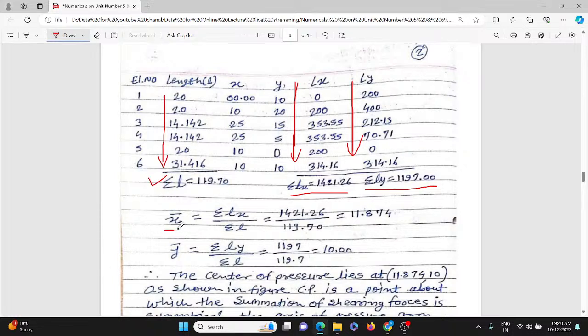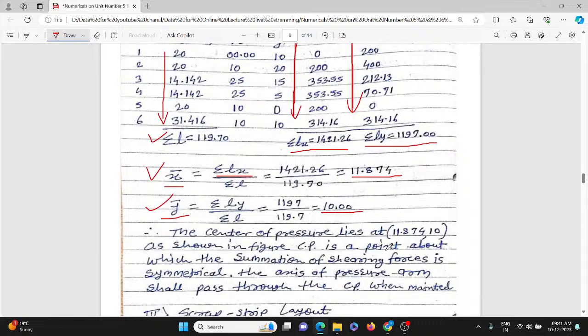Once you have calculated summation Lx and summation Ly, we are going to calculate x bar and y bar. What is x bar? That is summation Lx divided by summation L. In the same way, y bar is summation Ly divided by summation L. So here we have calculated x bar equal to 11.874, and y bar is 10.